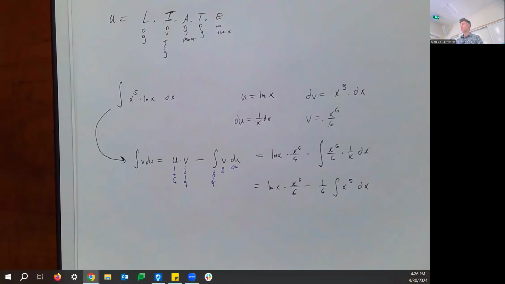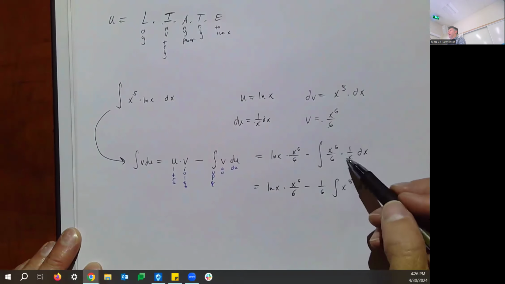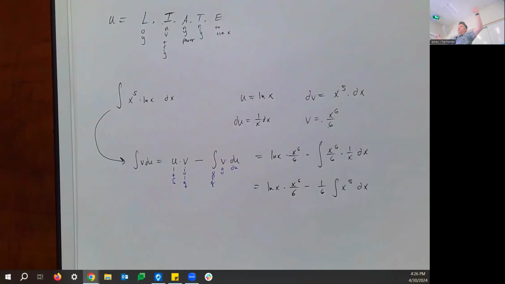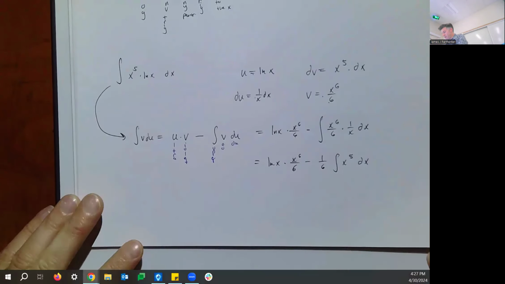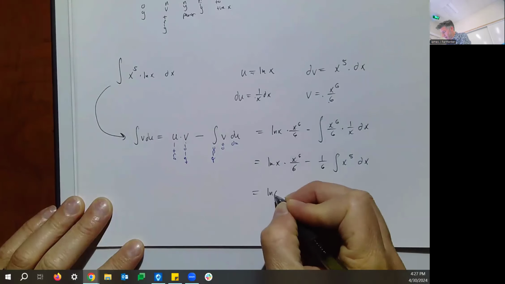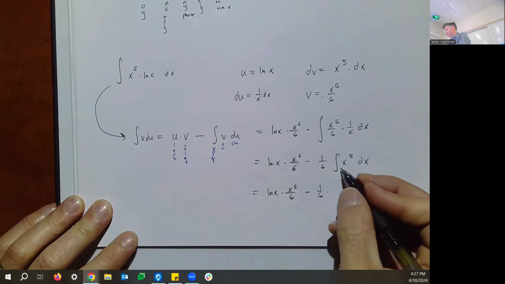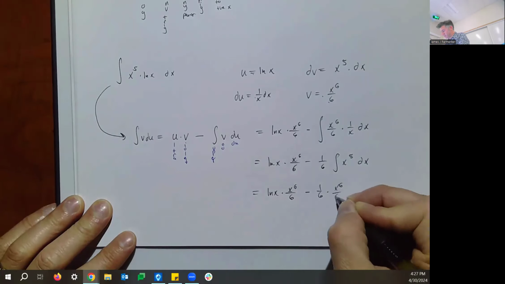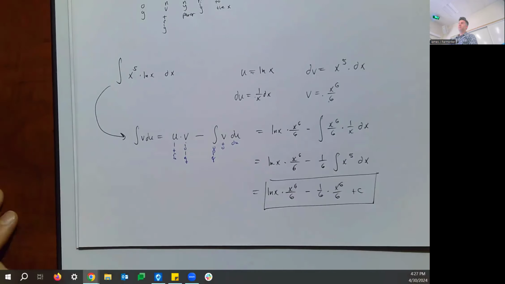Do the simplification. I've seen too many people say, oh, the integral of this is x to the 7th over 7 times the natural log. No, we can't integrate the factors separately and multiply the results. If we could do that, we would have done that from the beginning. It's not allowed. So then we end up getting the natural log of x times x to the 6th over 6 minus 1/6 times the antiderivative of x to the 5th, which is x to the 6 over 6. And yes, we could simplify this.